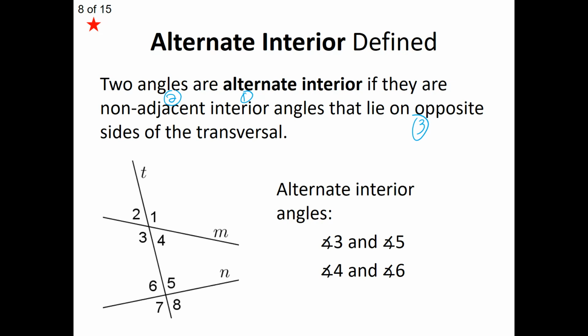Okay, so let's dive into our interior angles. There's still 3, 4, 5, and 6, but we need them to be non-adjacent, which means it can't be 3 and 4. It can't be 5 and 6. Those 2 pairs are adjacent to each other. Well, that would then mean 3, 6, and 5, right? If I pick 3, it's not adjacent to 6 and 5, but they have to lie on opposite sides of the transversal, which means our pair 3 and 5 are a pair of alternate interior angles, and we have another set of alternate interior angles, 4 and 6. Notice they come in pairs. So in this case, 3 and 5 and 4 and 6 are alternate interior.